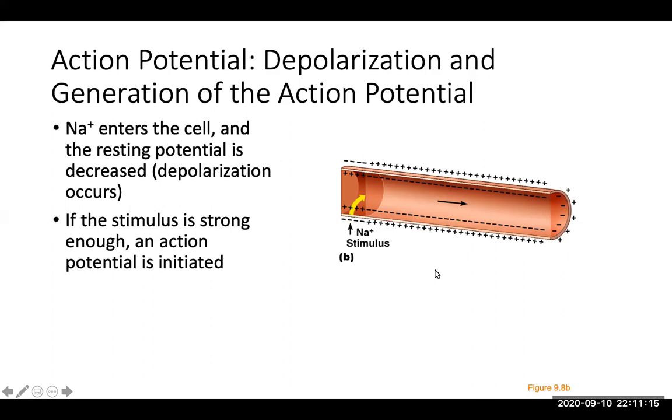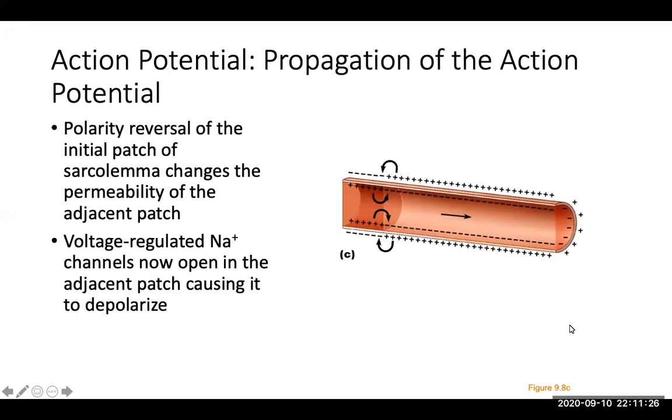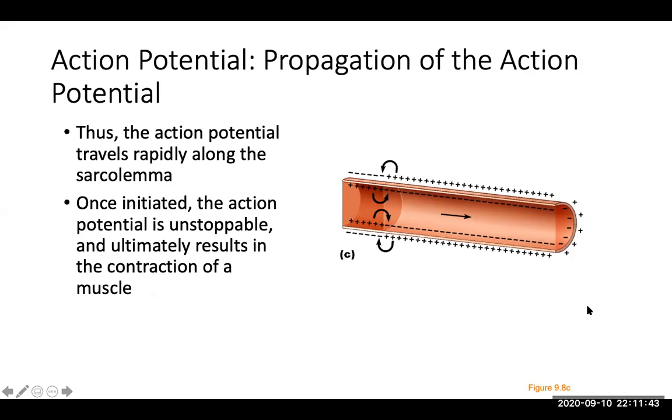Sodium, which is positive, will enter the cell and the resting potential will decrease and depolarization will occur. If a stimulus is strong enough, an action potential will be generated and will travel down that muscle fiber. Polarity reversal of the initial patch will change when voltage-regulated sodium channels open in the adjacent patch, causing it to depolarize. And this depolarization wave will just spread along the fiber. Thus, the action potential will travel rapidly along the sarcolemma.